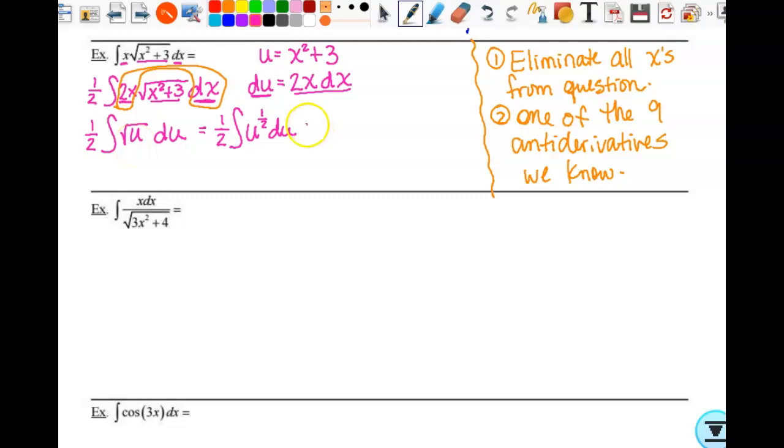Okay, so now I'm going to actually integrate. I still have this 1/2 on the outside, right? Then I add 1 to the exponent. So what does my exponent become? 3/2. And then I divide by 3/2, which is the same as multiplying by 2/3, right? And then I have plus c.